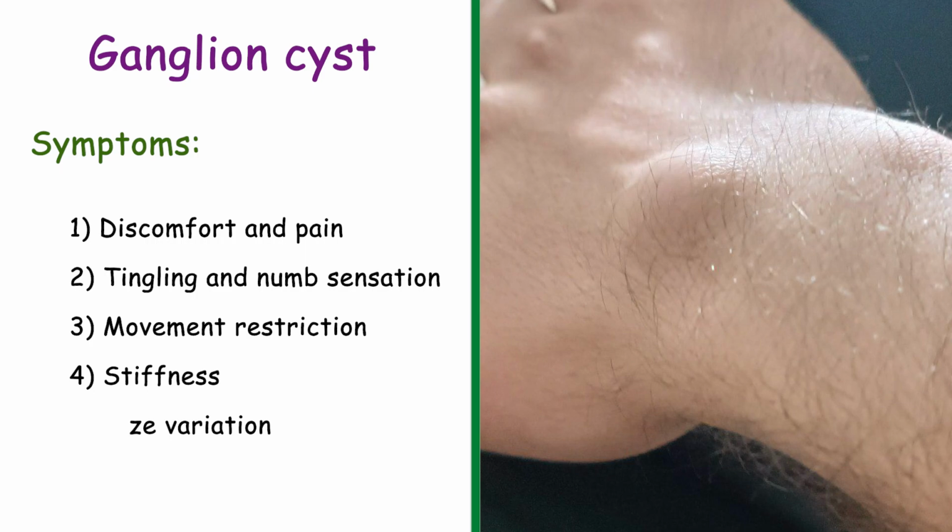Ganglion cysts may vary in size. They can increase or decrease in size spontaneously or in response to activities that exert pressure on the affected area. This size variation is more noticeable in larger joints.